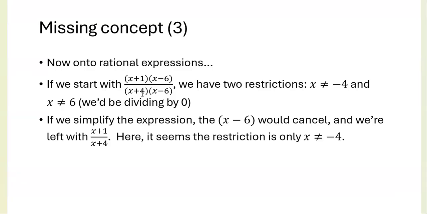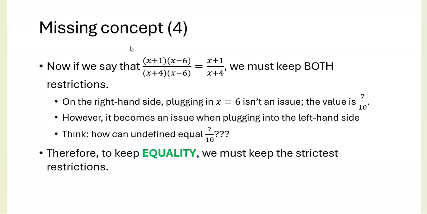Okay. Now, if we simplify this expression up here, so the x minus 6 is canceled, like I was saying earlier. So we're left with x plus 1 over x plus 4. When we just focus on this, without knowing any of this beforehand, it looks like our only restriction is x cannot equal negative 4. Okay, now let's tie in the concept of equality here. If we're trying to say that x plus 1, x minus 6 over x plus 4, x minus 6 is equal to x plus 1 over x plus 4, okay, we actually need to keep both restrictions from the left-hand side.